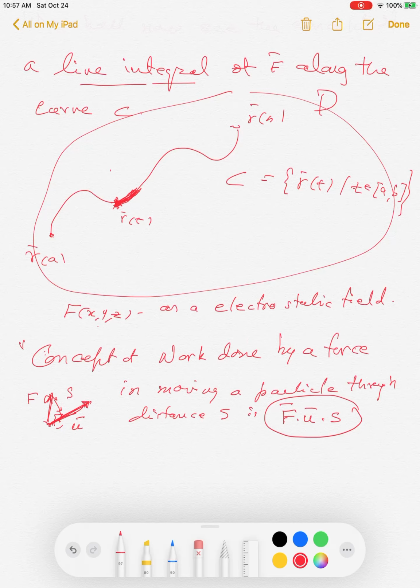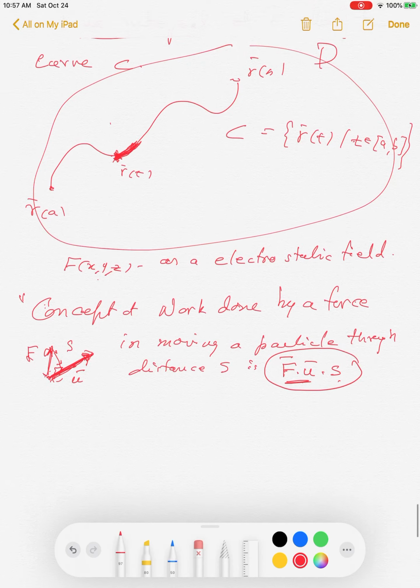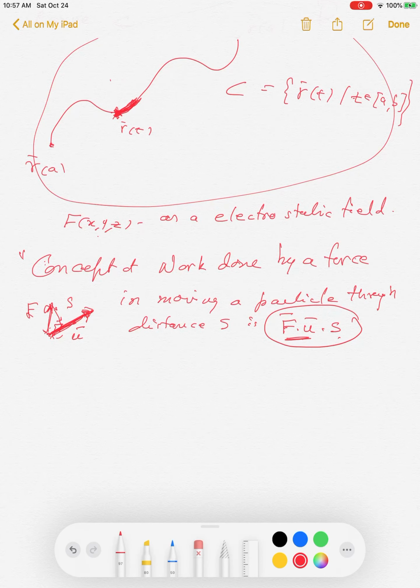If the force is acting in a different direction, what you do is take the projection. This is what basic physics tells you: when your force is acting in a different direction, and you are trying to move in a direction u bar, it's the component of F in the direction u bar that matters. The component perpendicular to that will not move this point. So you take the dot product and multiply it by the distance. That's the concept from physics.